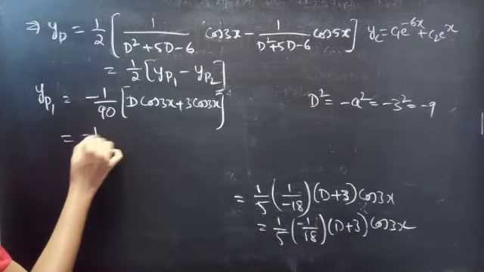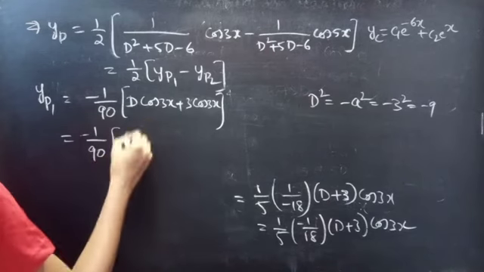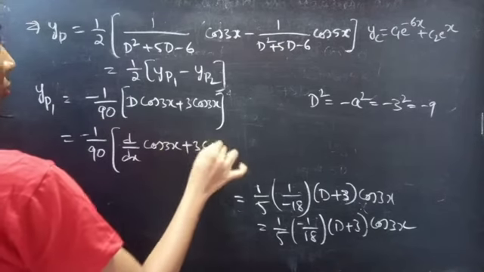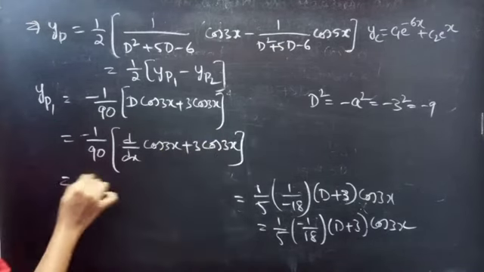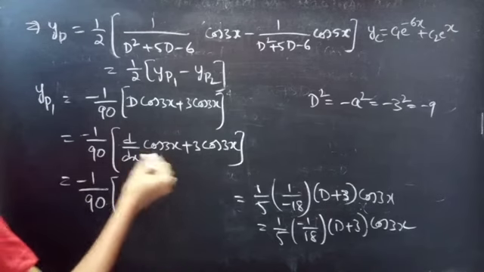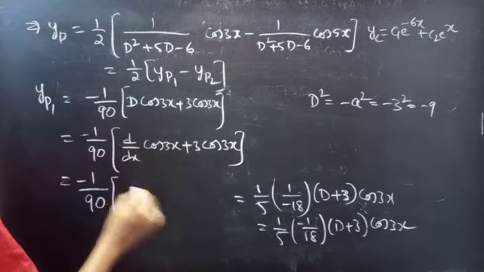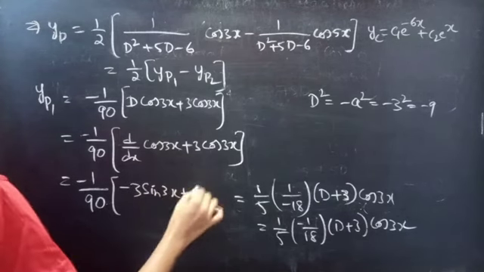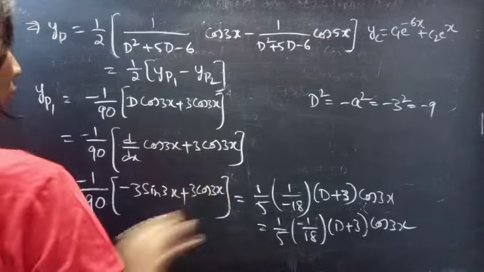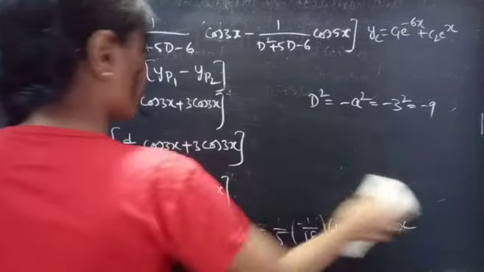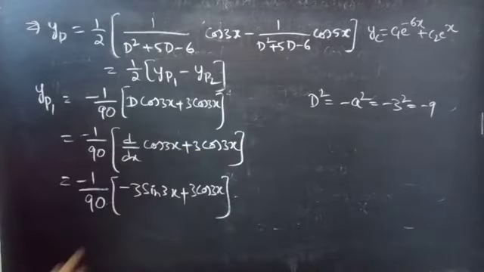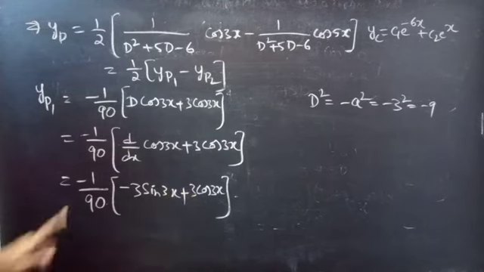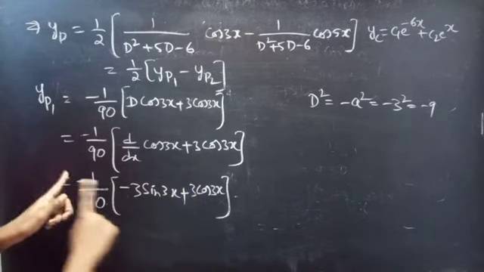Is equals to minus 1 by 90 into, we know that D is a differential operator, which is nothing but d by dx. This becomes minus 1 by 90 into, find the derivative of cos 3x with respect to x, you'll get minus 3 sin 3x plus 3 cos 3x. Now we can take 3 common from these two terms, or you can take minus 3 common from these two terms. Okay, here also you're having minus. If you take minus 3 common, minus gets cancelled.